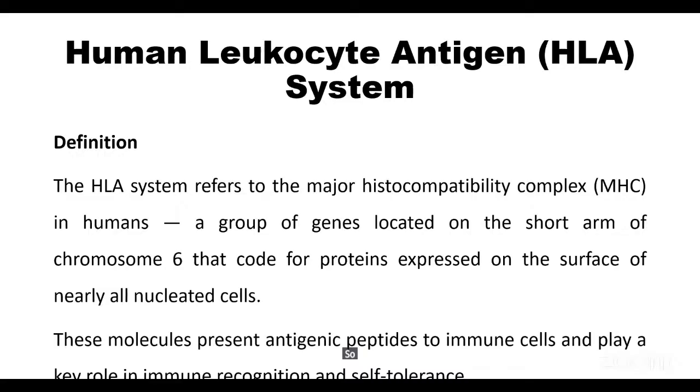So the definition of the human leukocyte antigen system. HLA refers to the major histocompatibility complex in humans. It's a group of genes located on chromosome 6 that code for proteins expressed on the surface of nearly all nucleated cells. So this molecule presents antigenic peptide to immune cells and plays a key role in immune recognition and self-tolerance. Next slide, please.